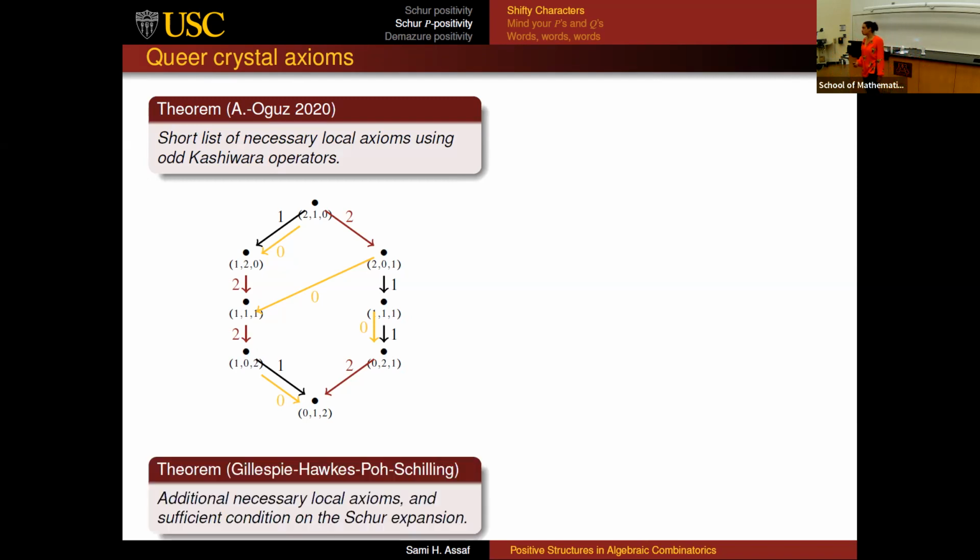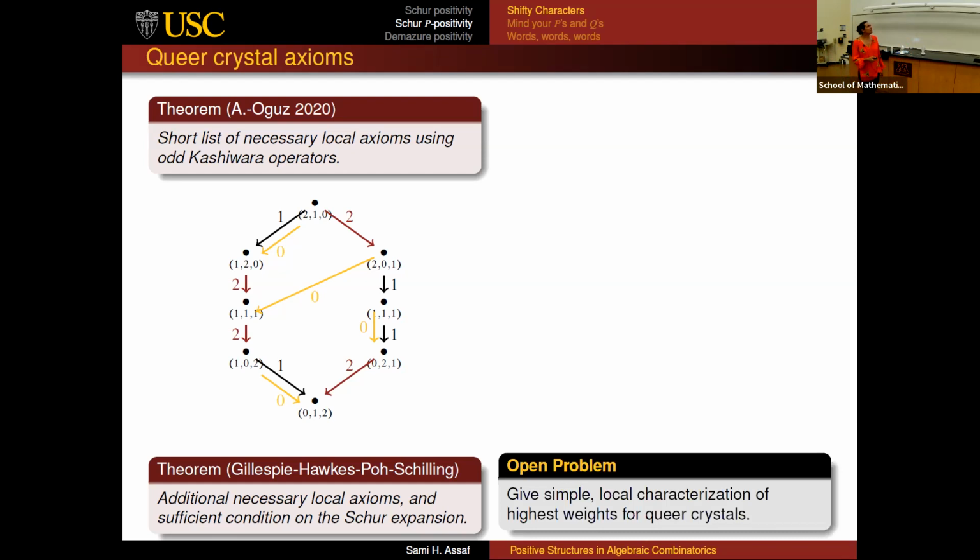Well, sometimes short is too short. There we go: Gillespie, Hawks, Poe, and Schilling. It's like, actually, that's not enough axioms. So they gave more axioms that are necessary, and they gave a sufficiency condition on the Schur expansion. So there's some sort of structure on the highest weights in the type A case that they put in, like, okay, now you have a characterization. But the one thing that's still lacking is that this condition on the Schur expansion is still a little bit not quite applicable enough. It requires a little too much thought when you're trying to apply it to other examples. So it would be nice to improve this a little bit.